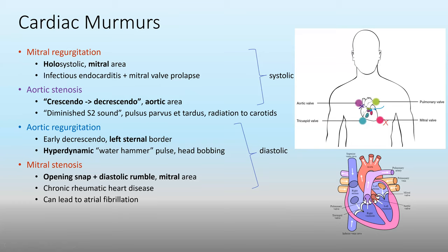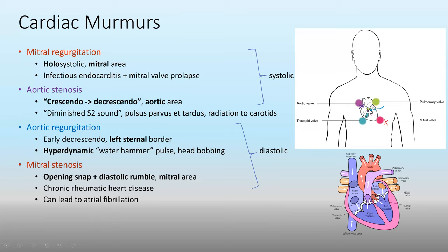And that's how you can tell that it's mitral regurgitation and not some of the other murmurs that we're talking about. So let's move on. Aortic stenosis. It's typically a crescendo decrescendo murmur at the aortic area. So aortic area is typically right about here. And if you think about the purple valve here, that is the aortic valve. So blood comes through the aorta to the systemic circulation.